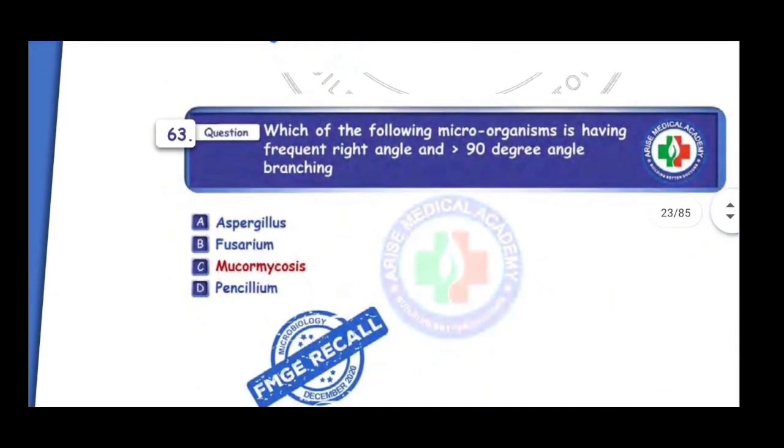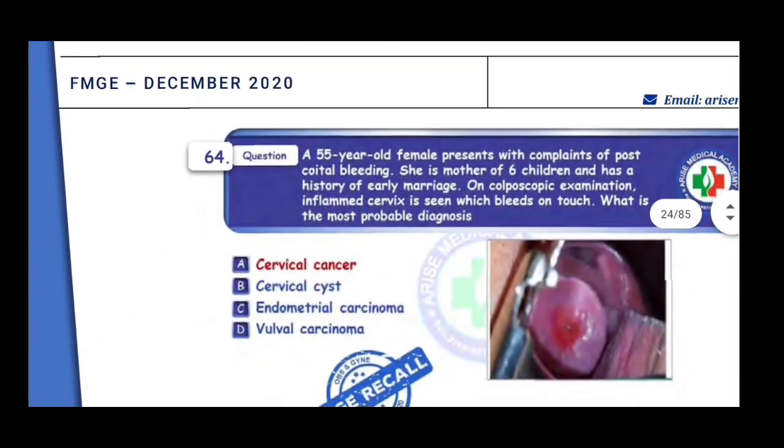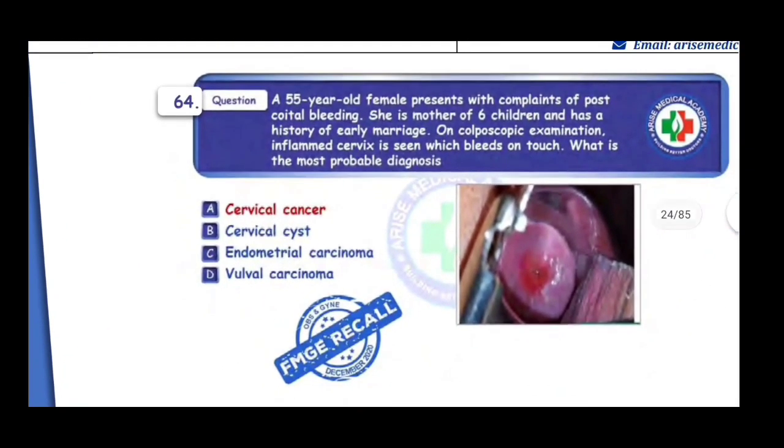Which of the following microorganisms is having frequent right angle and more than 90-degree angle branching? Mucormycosis.